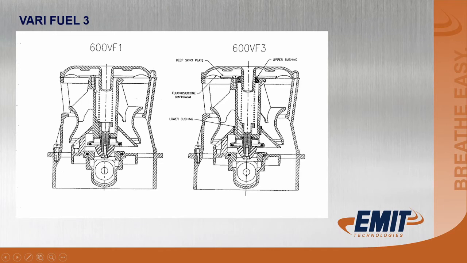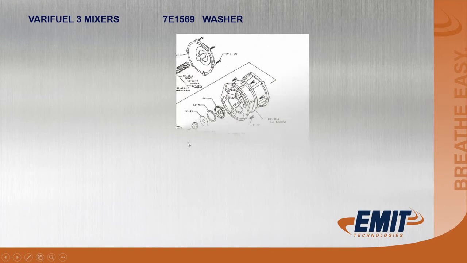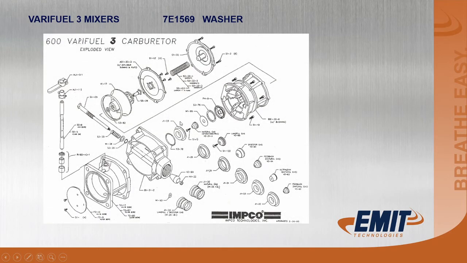Okay, so this is a vari-fuel 1 and this is a vari-fuel 3. The difference is the wear bushings in the carburetor. It's a rebuildable carburetor. Some of the earlier versions, Caterpillar on their 3516s, installed a 7E1659 washer. That washer went in place of this washer right here, and what it did is space that bullet out, and it resolved some of the starting issues.